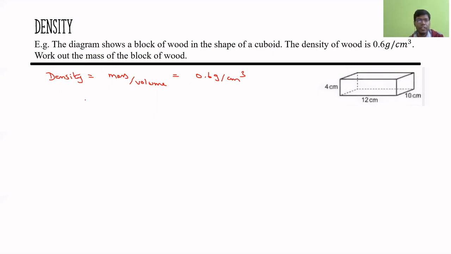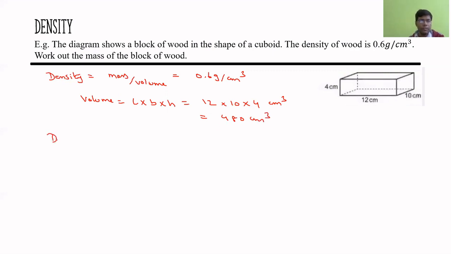So basically, first let's find out the volume of this cuboid. Volume will be the length multiplied with width multiplied with height. So this is length, height. This is 12 multiplied with 10 multiplied with 4 centimeter cube. So this will be 480 centimeter cube. So this is my volume.